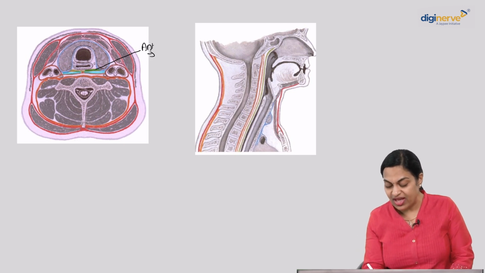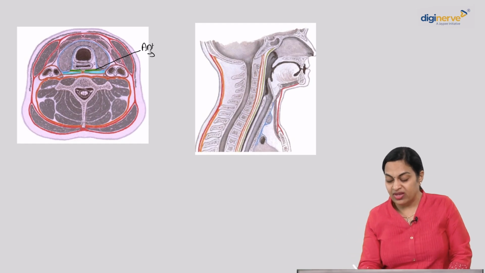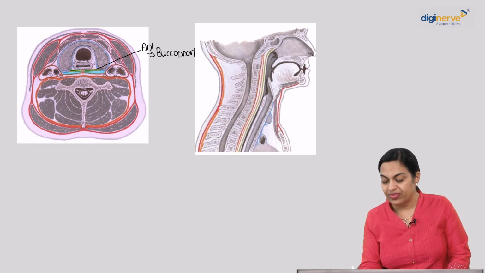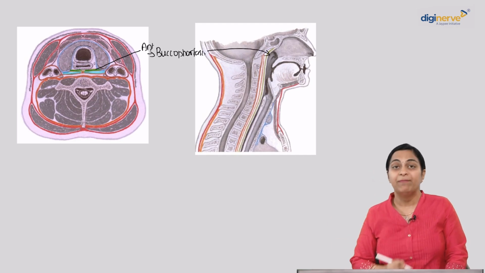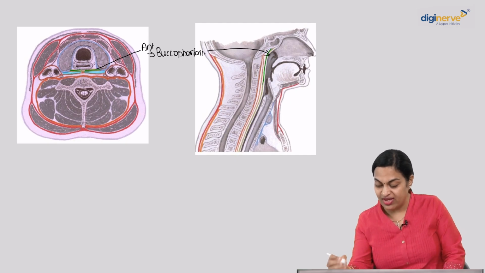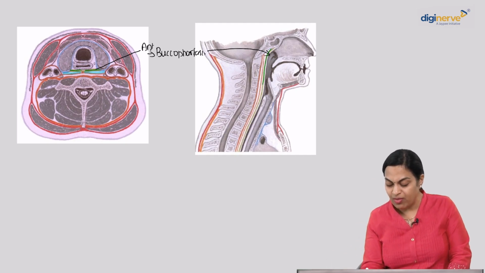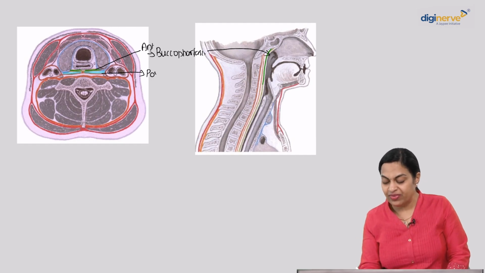What fascia was that behind the esophagus or the pharynx? Yes, come on. The buccopharyngeal fascia. Right? Can you identify the same here? Buccopharyngeal fascia, the green one that you see here. And the posterior boundary of this space is formed by the anterior layer of prevertebral fascia, isn't it?